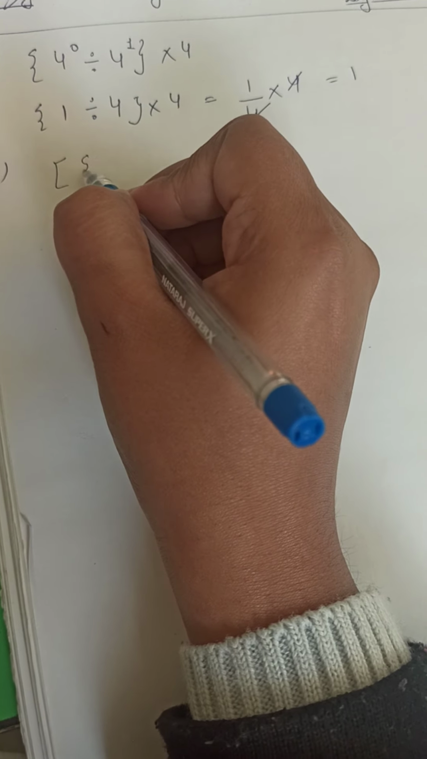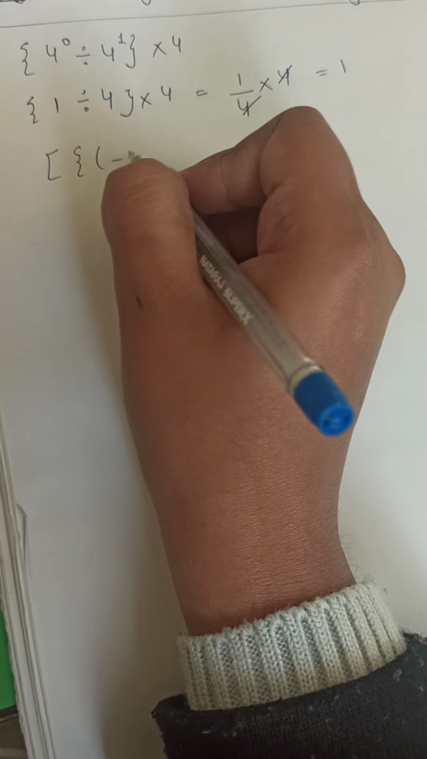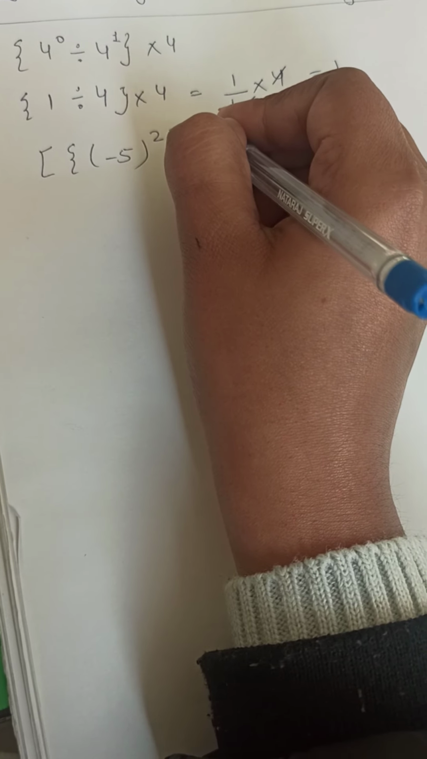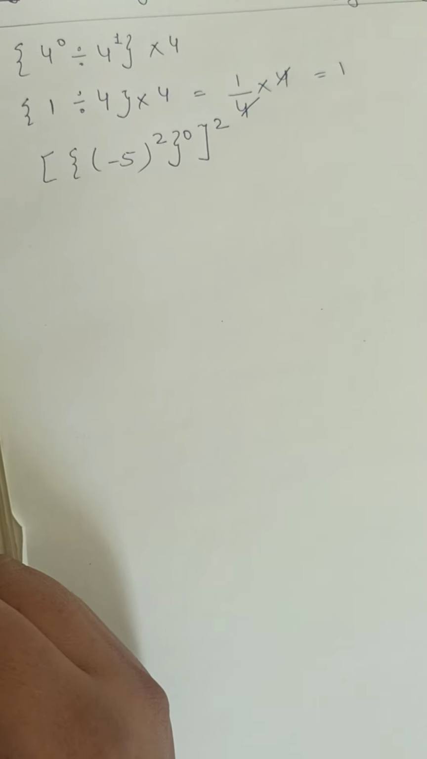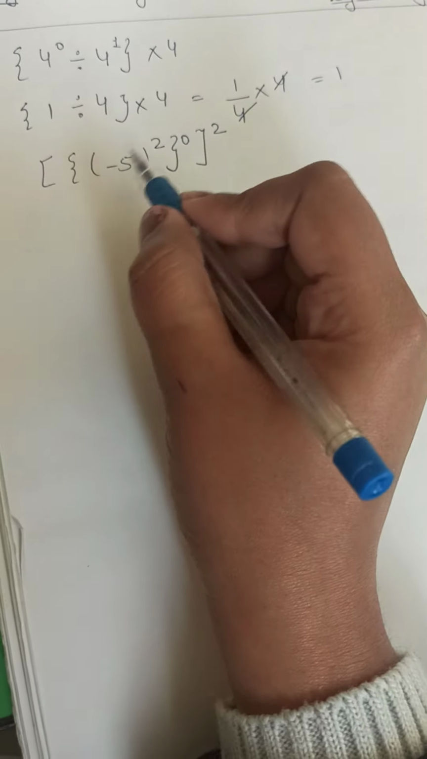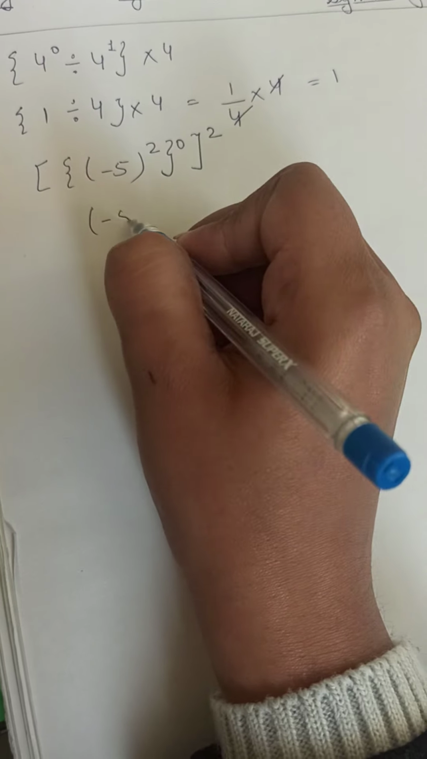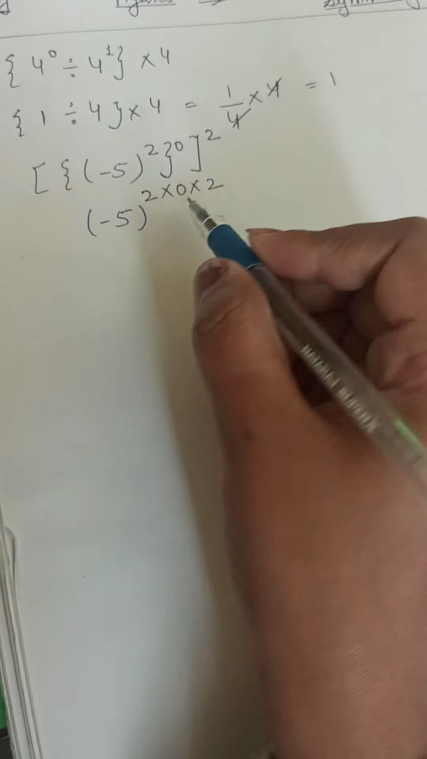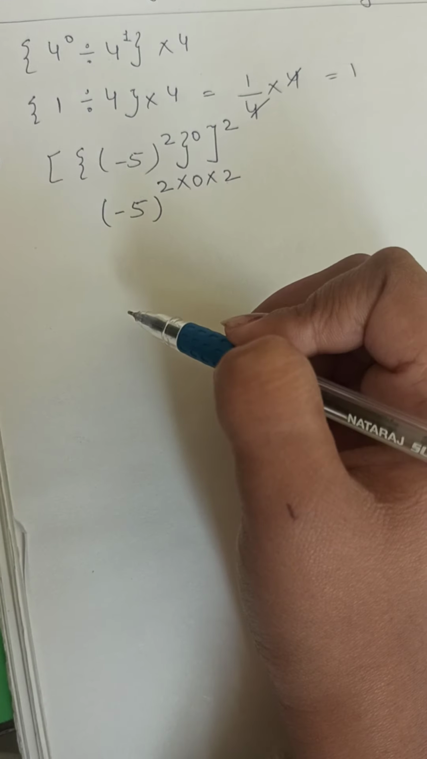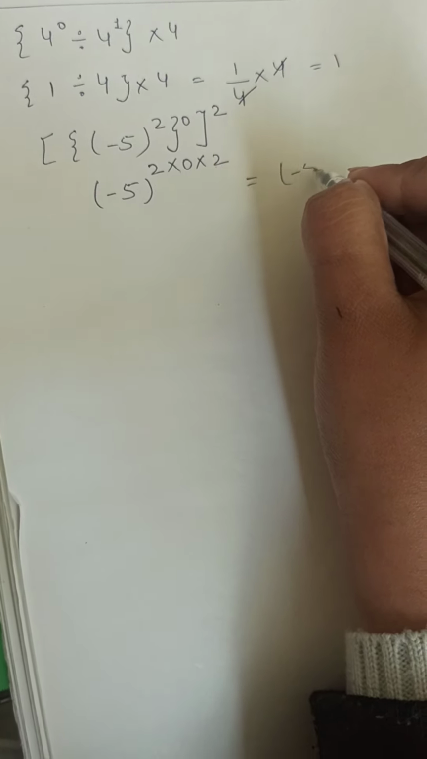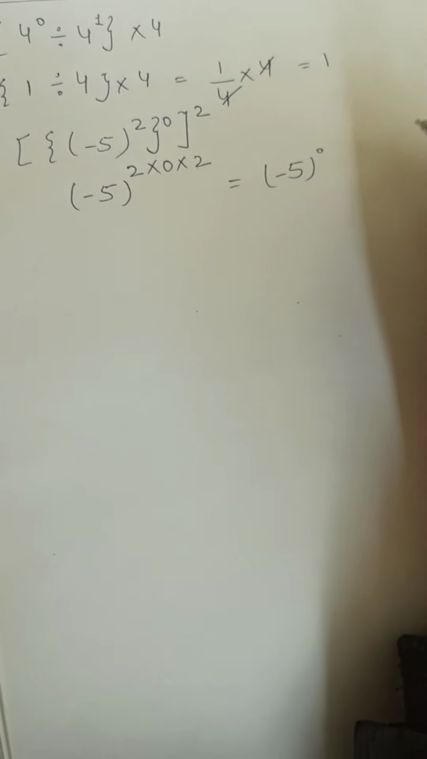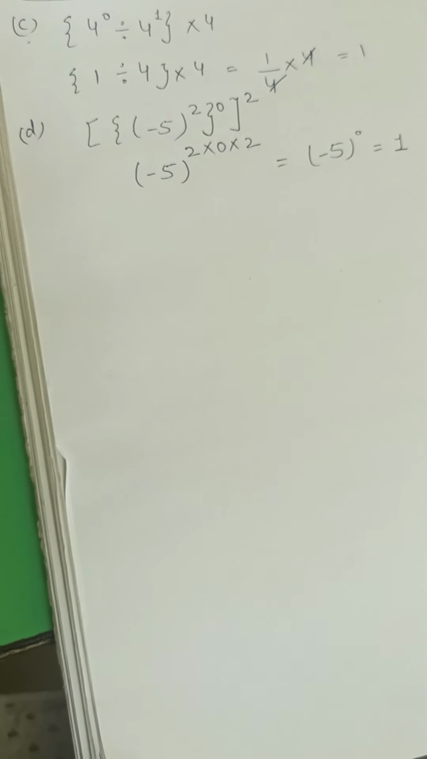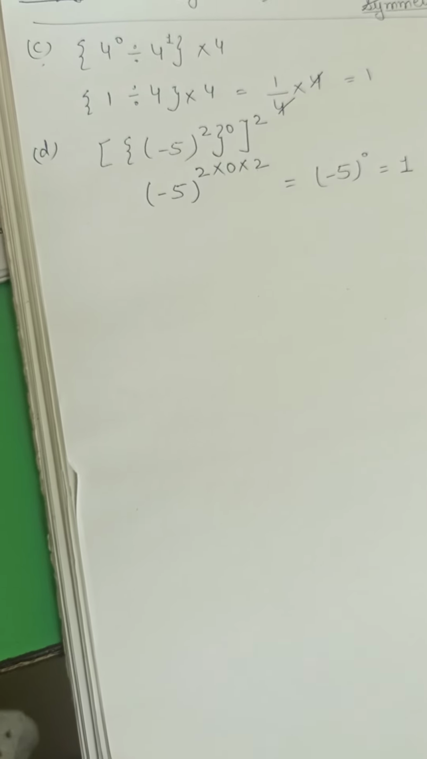Big bracket, then one more bracket, then minus 5 to the power 2, power 0 and whole the power 2. Right? So, see, it can be like this, minus 5 to the power 2 multiply with 0 multiply 2. If we multiply any number with 0, then it is equal to minus 5 to the power 0. And any number whose power is 0 is equal to 1. Right?